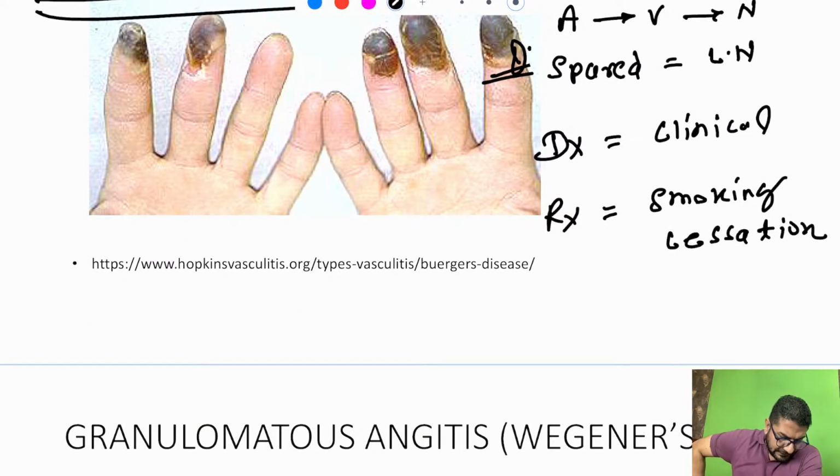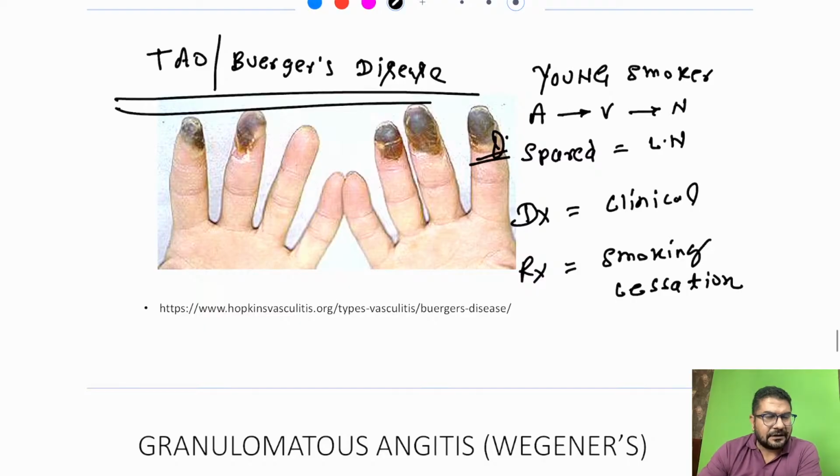Yes, they will start the question like this. It will be like a 30-year-old young male smoker with pain in hand, claudication, then numbness, tingling sensation. हाथ पैरों में सुन्नपन भी हो रहा है. Why numbness? Because of involvement of nerve, right? Then patient is having formation of black discoloration of fingers, means gangrene बन रहा है.